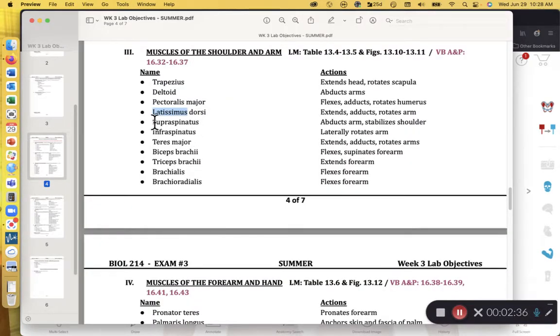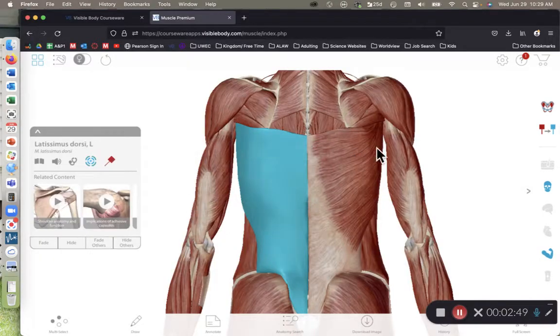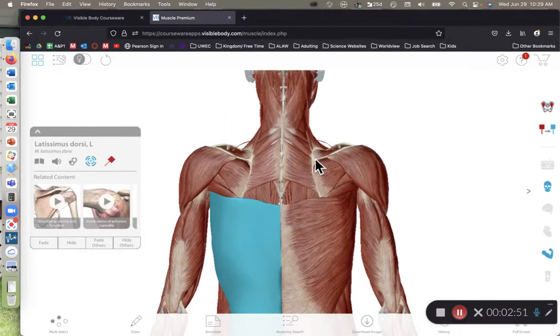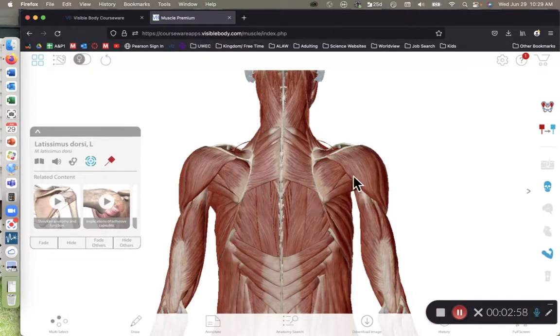And then we have supraspinatus and infraspinatus. This refers to the spine of the scapula. One of these is going to be superior, the other will be inferior to the spine of our scapula. So as we look at the scapula right here, this muscle that I've just highlighted is the scapula. And I'll get rid of the lats. So let's cover our latissimus dorsi right here just to clean it up a bit.